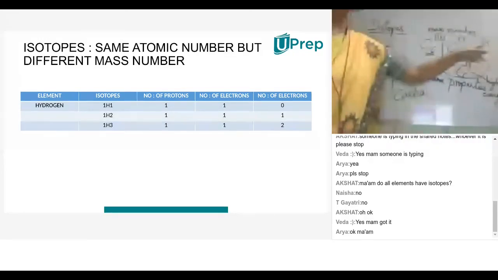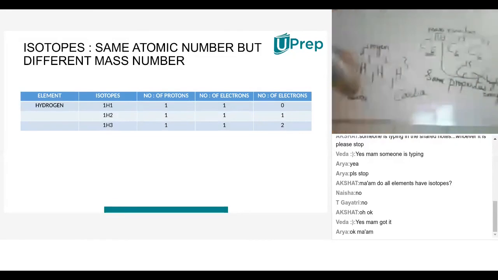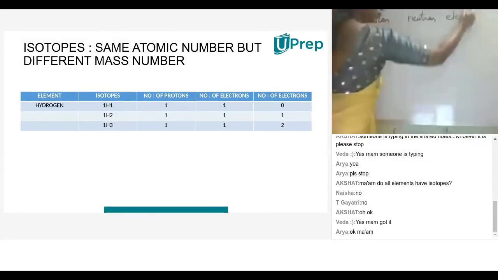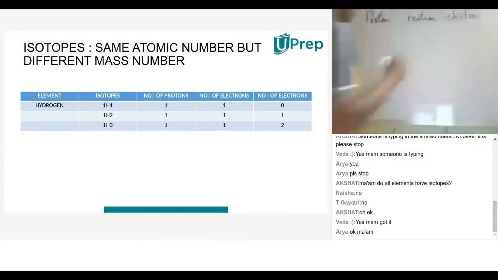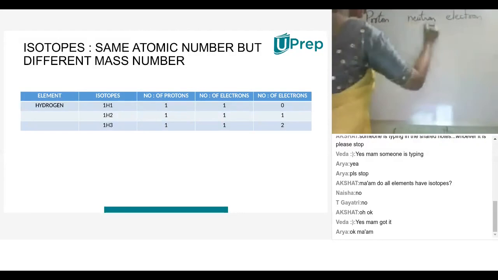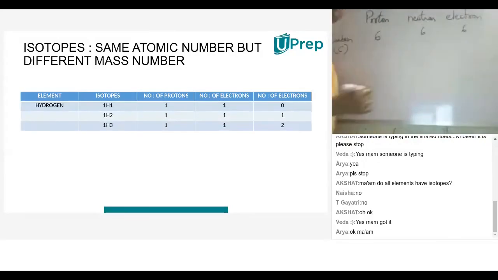All these are the mass numbers. Let me explain the mass number, then you will have an idea. All these are the subatomic particles. I'm considering carbon, symbol C. It consists of 6 protons, 6 neutrons, 6 electrons.